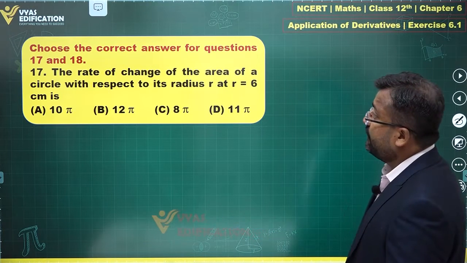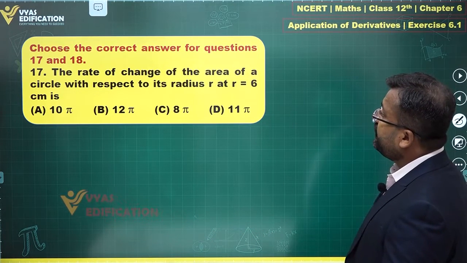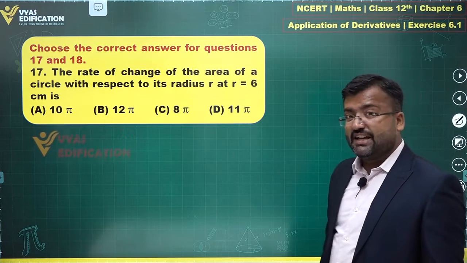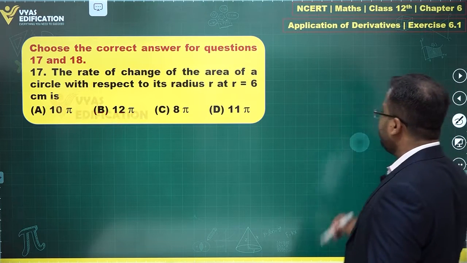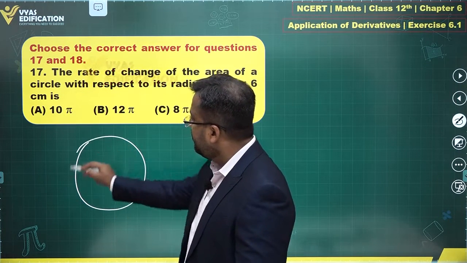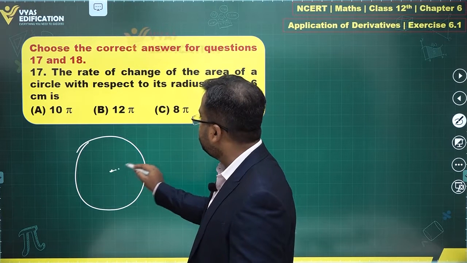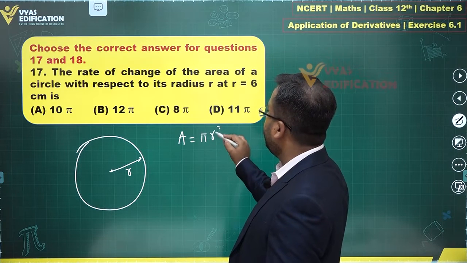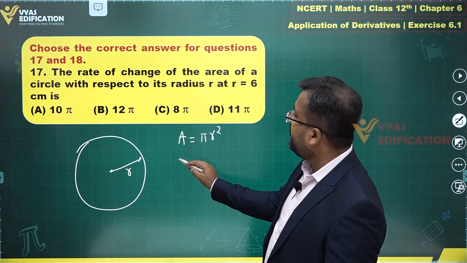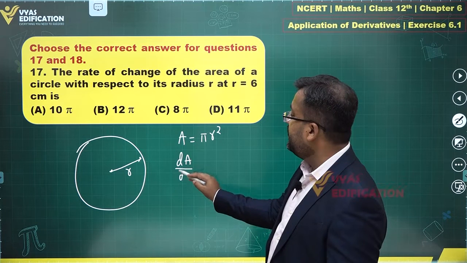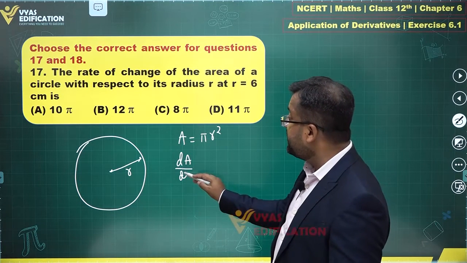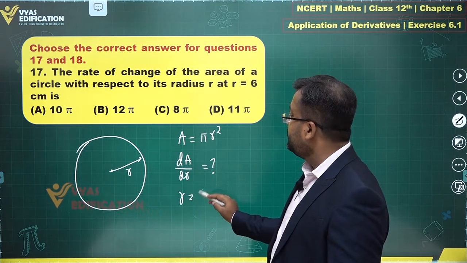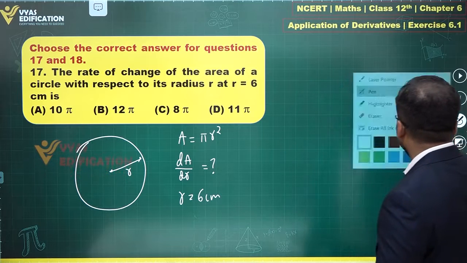The 17th question is an objective one, and what does it say? The rate of change of the area of a circle with respect to its radius r at r equal to 6 centimeter. It is a pretty simple one. We are dealing with the area of a circle with respect to the radius. Area will be pi r square. The rate of change of area of a circle is being asked, dA by dr, when r equals 6 centimeters.